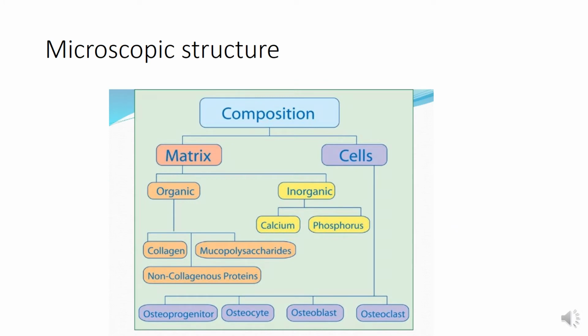Before going to the structure of the long bones and the short bones and the flat bones, the microscopic structure of the bone, as you know, is a special type of connective tissue. So it is composed of cells and the matrix. So cells and the extracellular matrix.